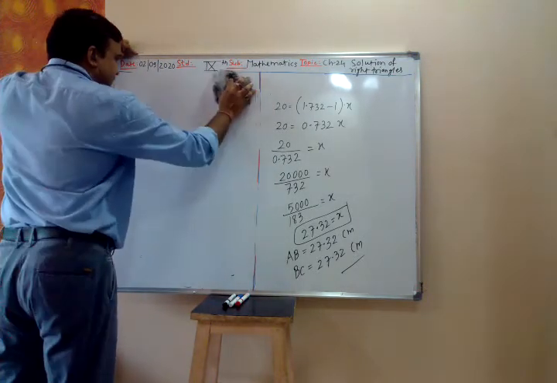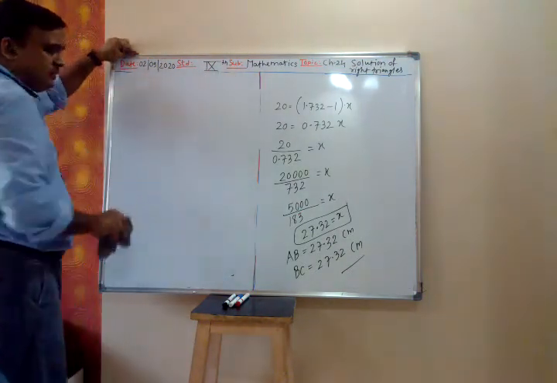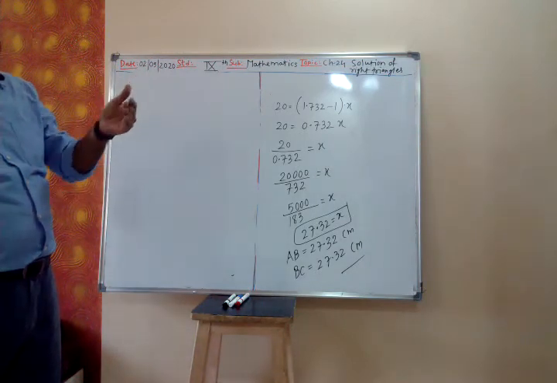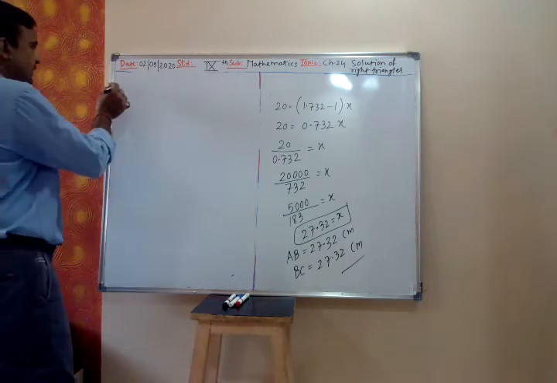So you have to identify which trigonometric ratio to consider: sine, cos, tan, depending on what is given. If you are given opposite and hypotenuse, consider sine. Adjacent and hypotenuse, consider cos. Opposite and adjacent, consider tan. Now let me do the second.